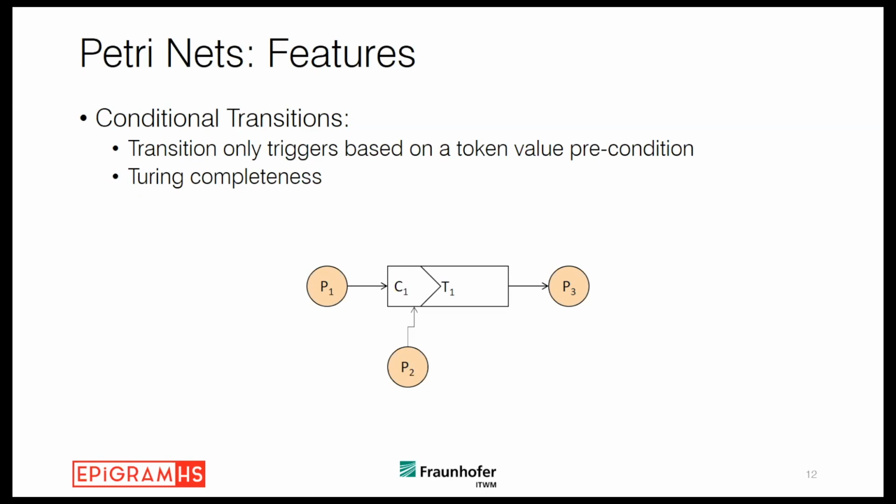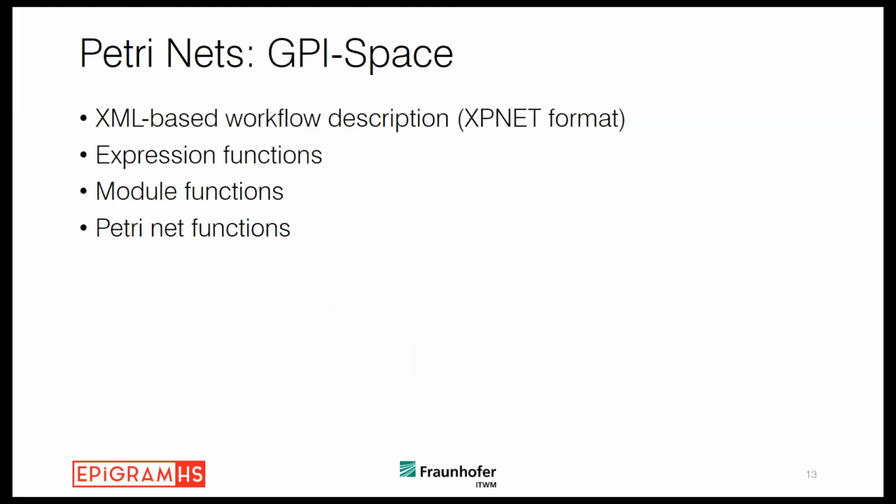But why is this condition so important? Using these conditional transitions actually makes Petri nets Turing complete, which finally allows them to express any kind of program, which is a very important feature and allows the description of workflows, which are, for example, not possible with classical directed acyclic graphs.